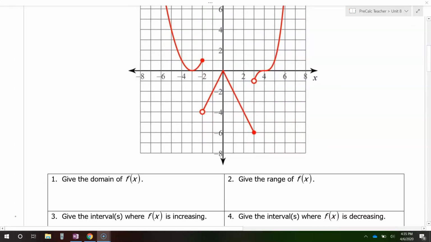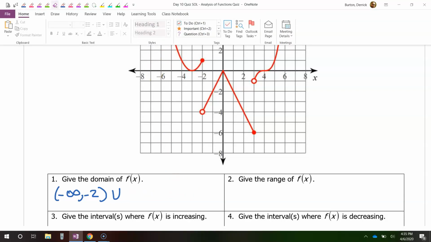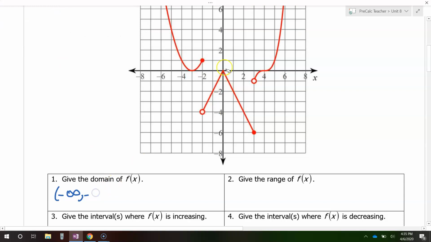Now, the question is, do I need to stop there? Do I need to say negative infinity to negative 2 and then do some kind of a union and break it up into pieces like this? The answer is no in this particular case because the next part of the graph picks up where the first part leaves off. And negative 2 itself is included in the domain. As you can see right here, this is a closed circle. So negative 2 is included. And then the next part of the graph just picks right up from there and keeps going. So there's no reason to break the domain here at negative 2.